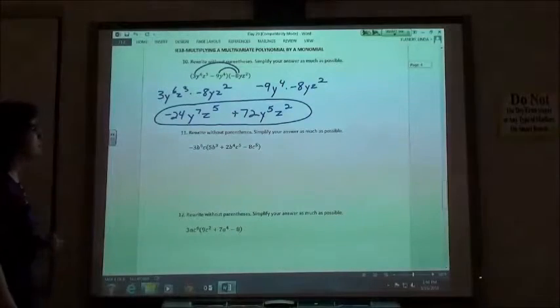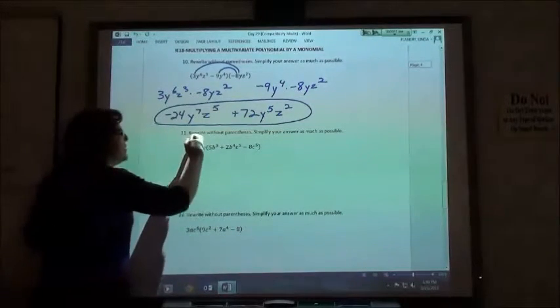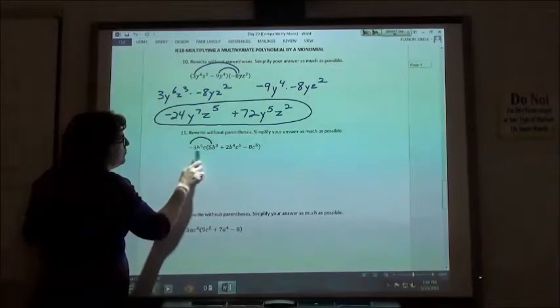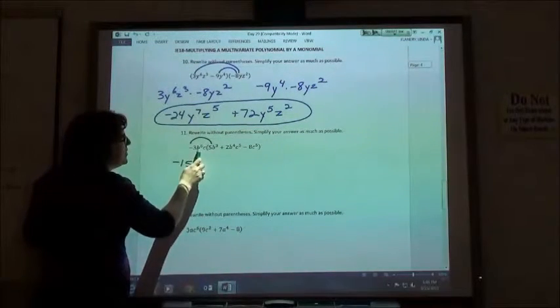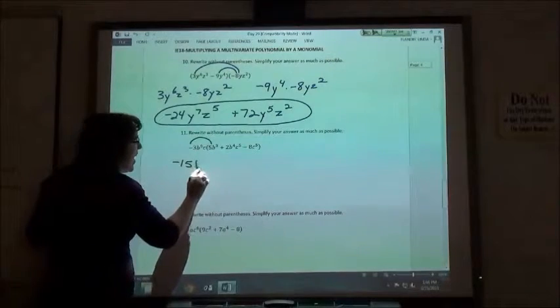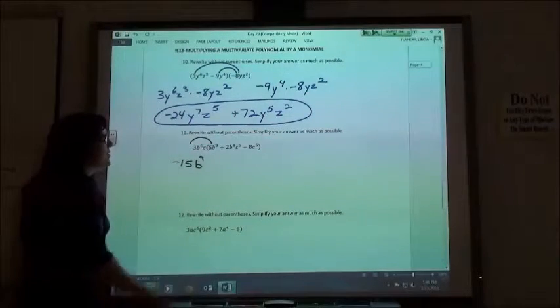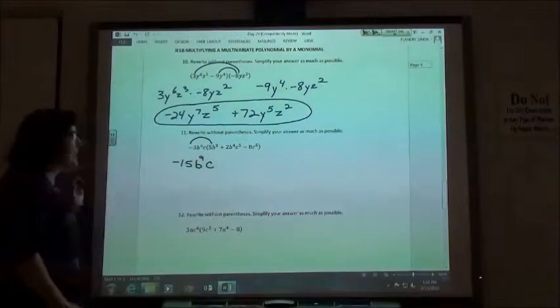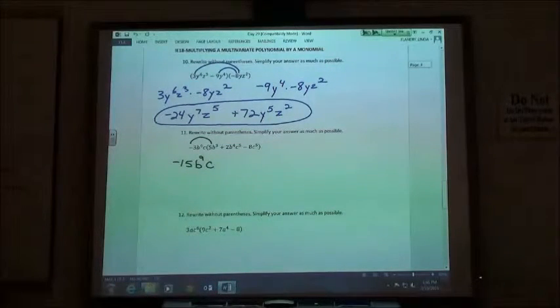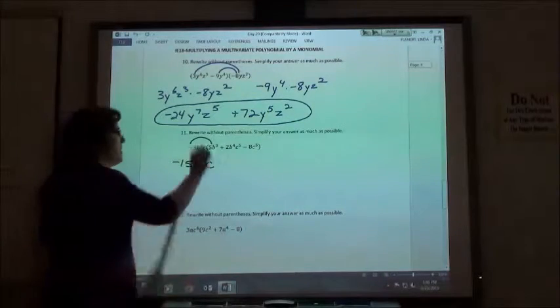Number 11 then, using my distributive property, I'm going to multiply this part out first. Negative 3 times a positive 5, negative 15. B to the 6th times b to the 3rd, I add my exponents, so b to the 9th, and then I have a c here, no extra c's there, so I still have that c. So negative 15 b to the 9th c is my first term.